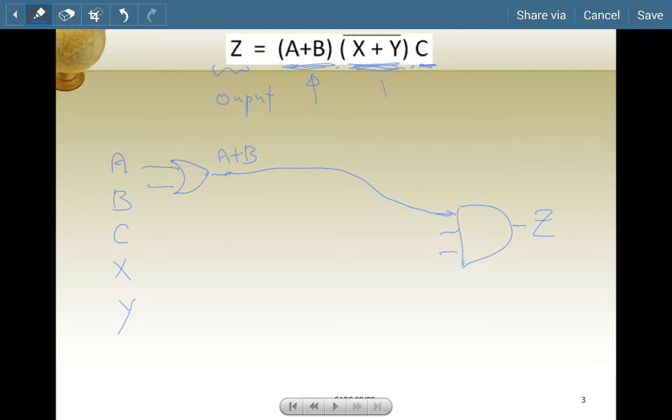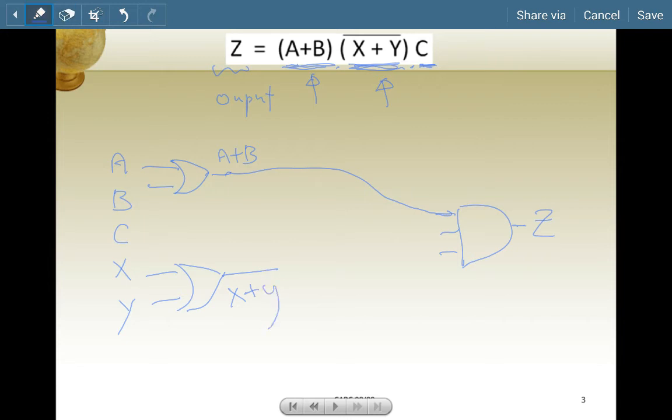Now let's work on the next stage. I need to work on X plus Y, and then you invert the entire thing. So before we work on this inversion, let's work on what is easy first: the X plus Y portion. X plus Y is easy, so you just draw an OR gate. That will represent your X plus Y, isn't it?